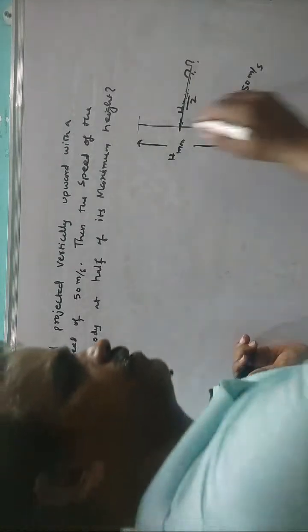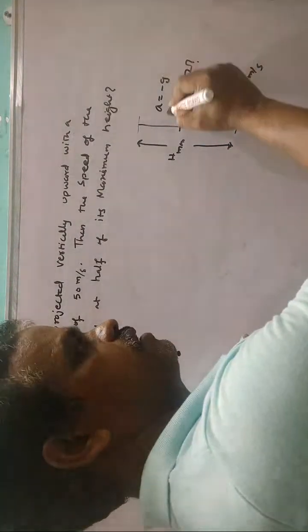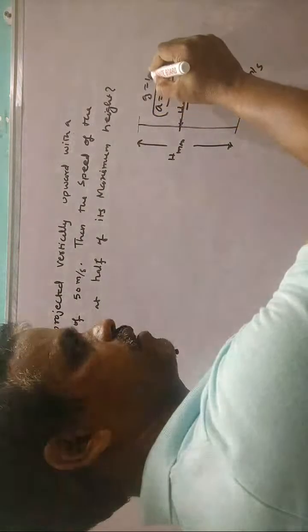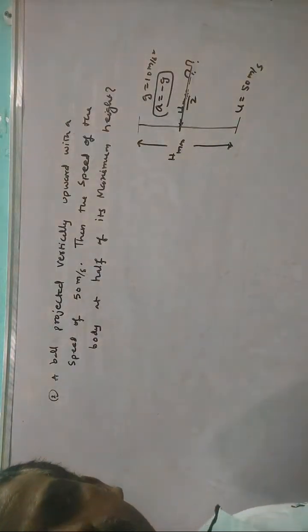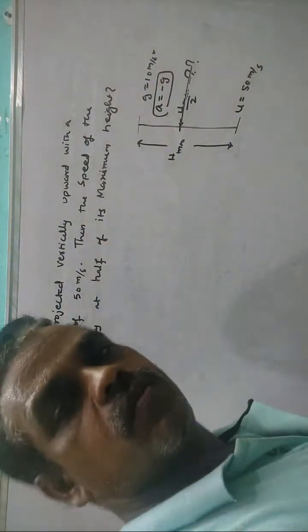How do we do it here in this case? a equal to vertical up means a equal to minus g, that is g equal to, take 10 meter per second square. Come on, start doing.